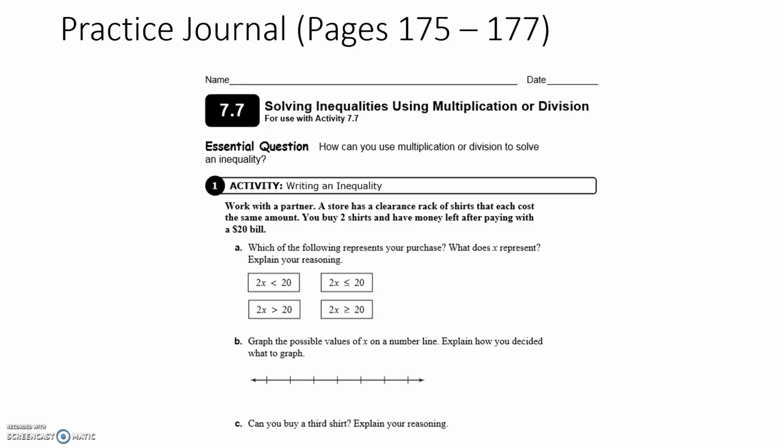Work with a partner. A store has a clearance rack of shirts that each cost the same amount. You buy 2 shirts and have money left after paying with a $20 bill. Which of the following represents your purchase? What does x represent? Explain your reasoning.